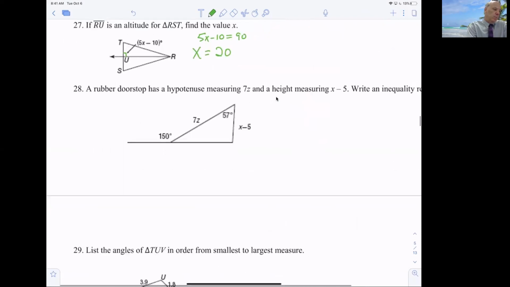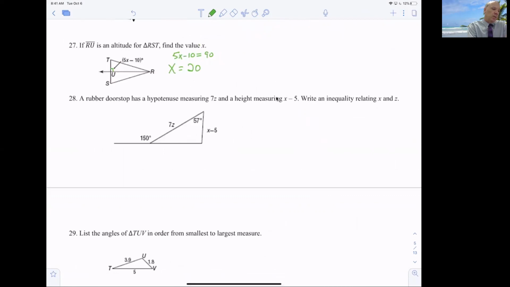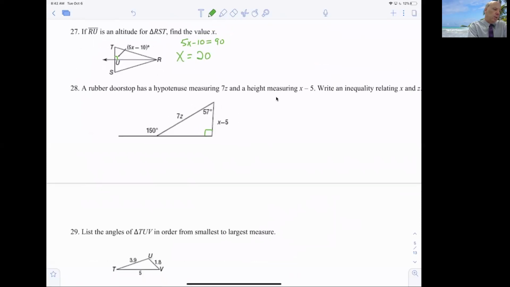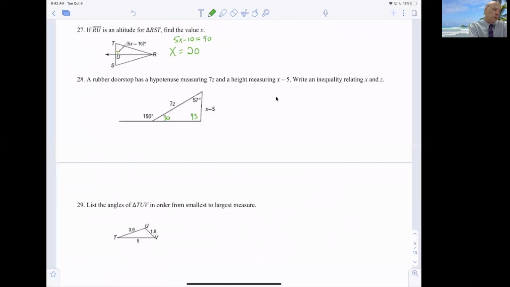All right, here we go. A rubber doorstop has a hypotenuse measuring 7z and a height measuring x minus 5. Write an inequality relating x and z. Okay, so here we go. This is a right angle, correct? So this is, oh wait, that can't be right. That's not a right angle. Why do I know that's not a right angle? 30 plus 47. Yeah, that doesn't make any sense. So this is 30 right here. And then this angle right here is what? 93.